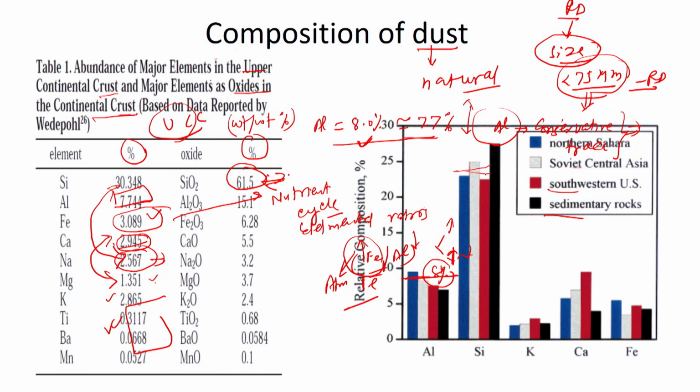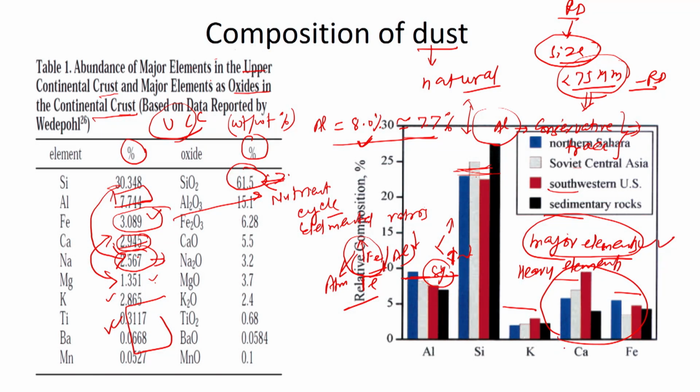Then silica is somewhere around 25-30%, sometimes more. But 30% is on the higher side. If you take the average of these samples, it would be somewhere around 25 or 26%. Similarly, potassium, calcium and iron are also called major elements. So just note down, these are also major elements, and we will discuss them. We will discuss the heavy elements as well. So these are the major elements that are present in the dust.